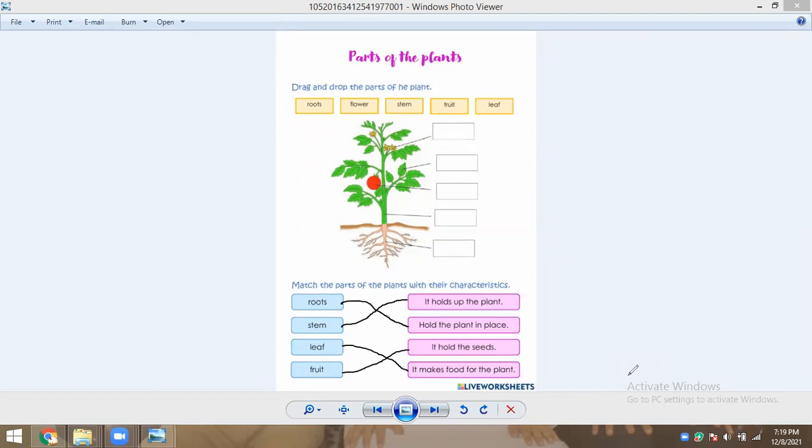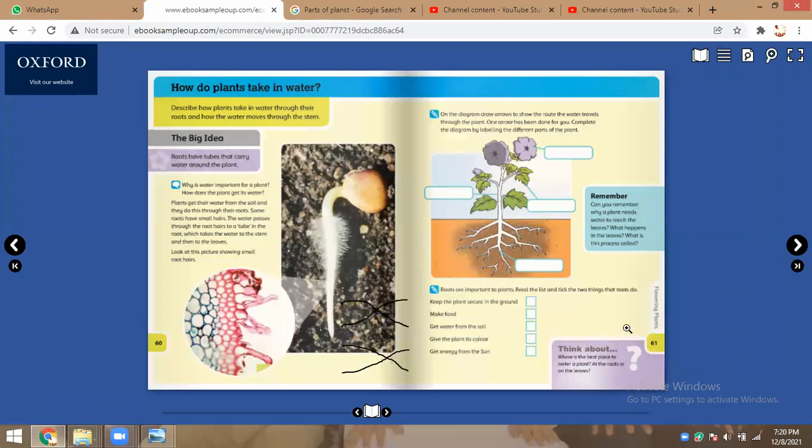This is not the page, this is the worksheet, this one. But we did this page. Yeah, we did page number 61. We did this page 61.